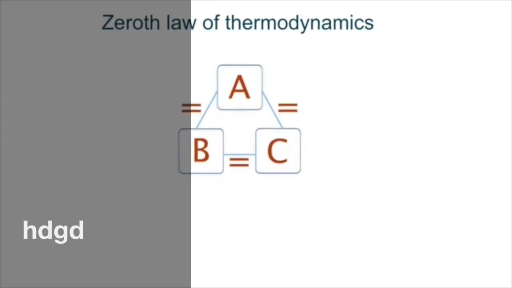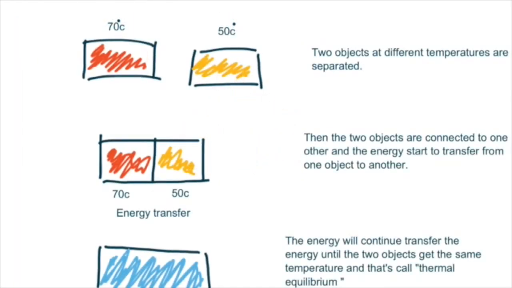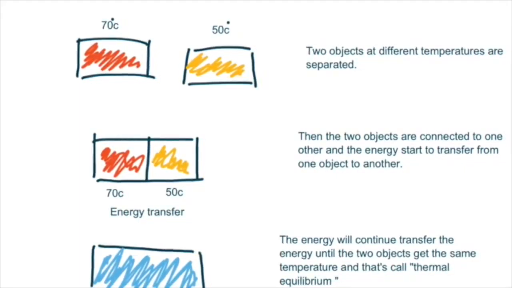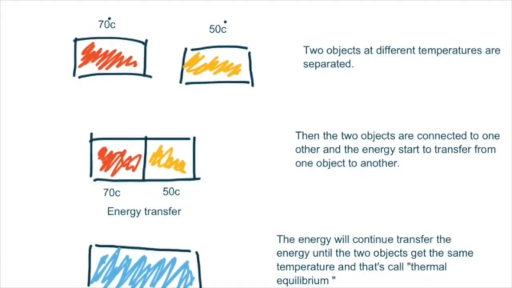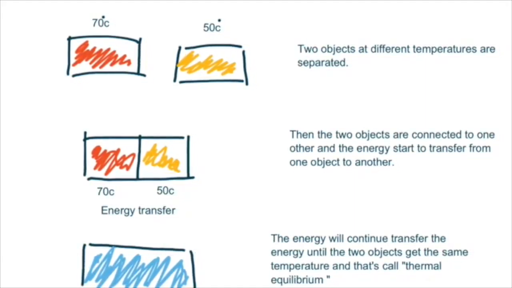We are going to talk about the zero law of thermodynamics. Well, to understand the zero law of thermodynamics, it's very important to know this. Imagine that you have two objects at different temperatures. In this case, we have one at 7 degrees Celsius and another one at 50.